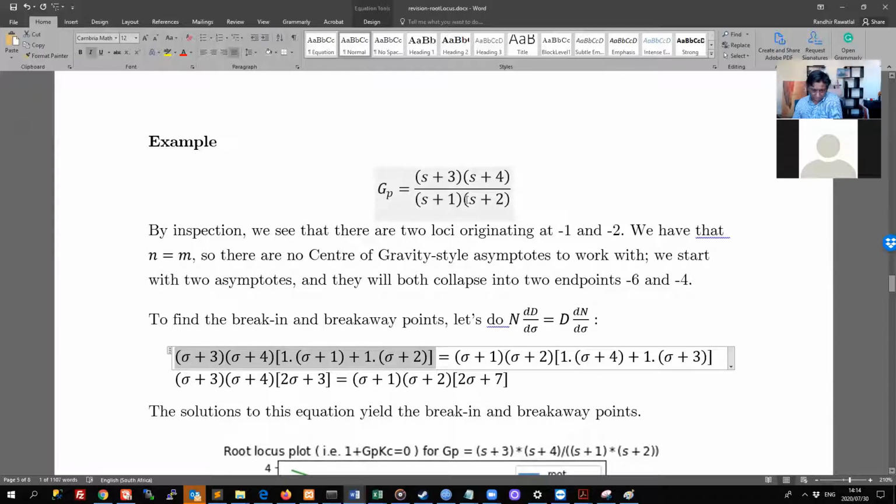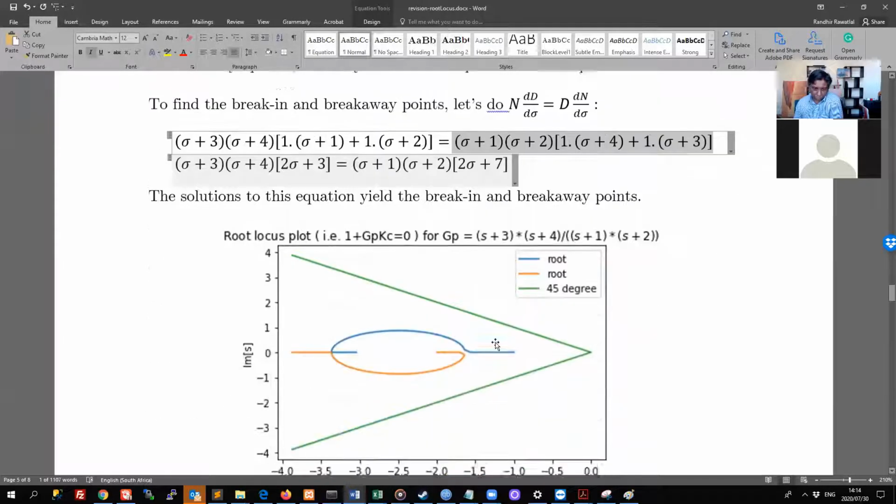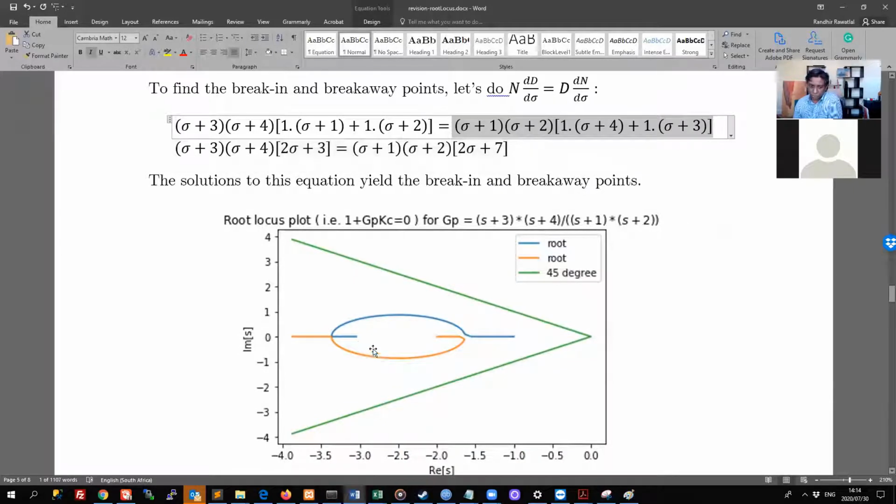And then similarly, on the other side, the derivative of n, that's what you get there. And so you basically solve this equation. If you look at this, it's actually a cubic expression, so you have 3 roots, but the things that matter to us are the 2 breakout points. So this is actually a break-in point, and this is a breakout point. So here you are breaking out of the real axis, and here you are breaking back into it.